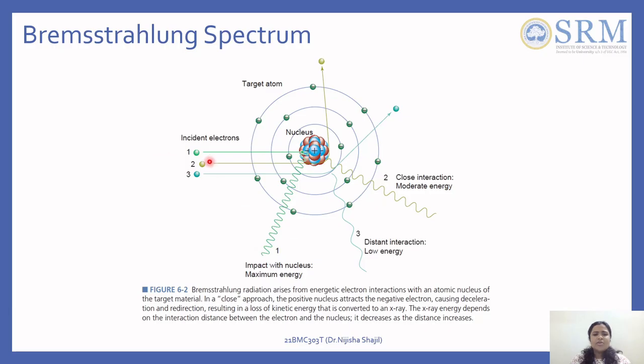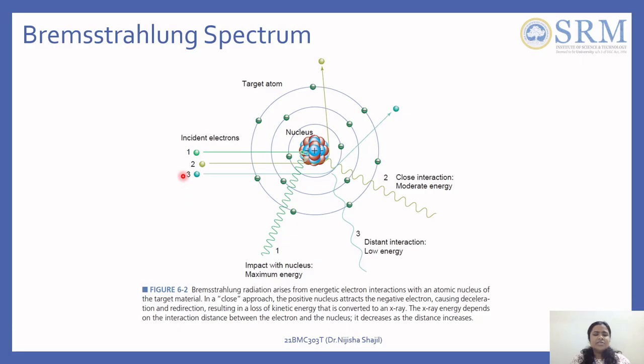What happens when it doesn't go directly close, but just goes a little bit close to the nucleus? In that case also you can have an interaction, but a slower one. The speed reduces, there is deceleration, and because of that you have X-rays produced, but the X-ray energy will be a little bit less compared to the direct interaction. The energy of the electron becomes lesser.